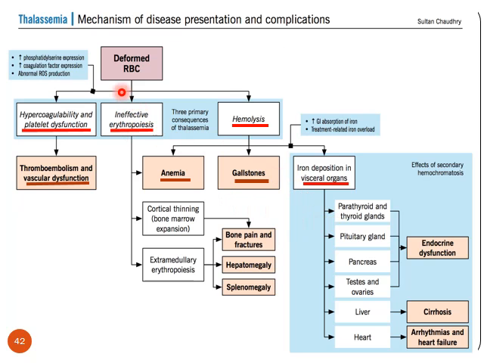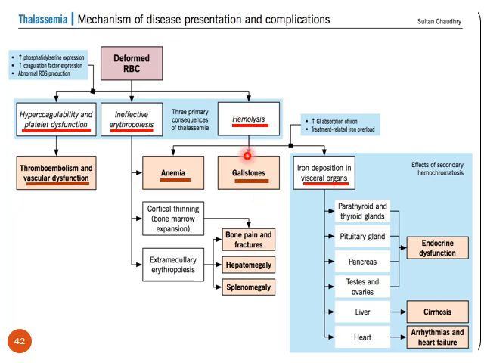A patient with deformed RBCs has three main problems: ineffective erythropoiesis, hemolysis because the hemoglobin is disrupted, and a hypercoagulable state due to this hemolysis. Ineffective hematopoiesis will lead to anemia, cortical thinning from bone marrow expansion, and extramedullary hematopoiesis, leading to bone pains and fractures, hepatomegaly, and splenomegaly.